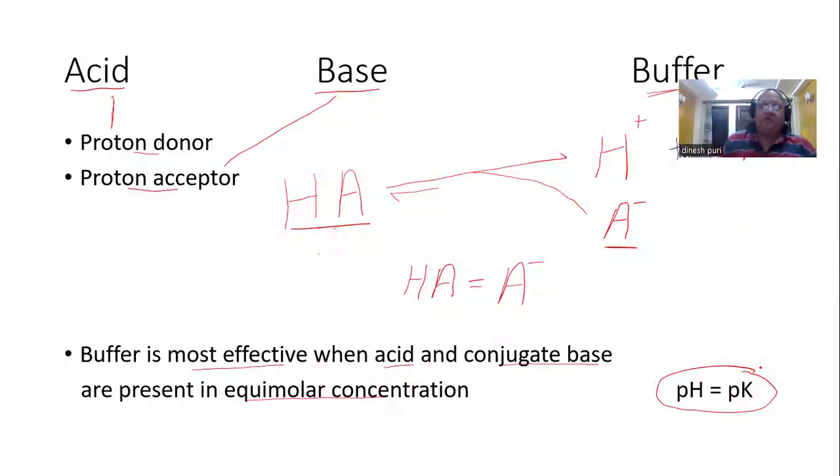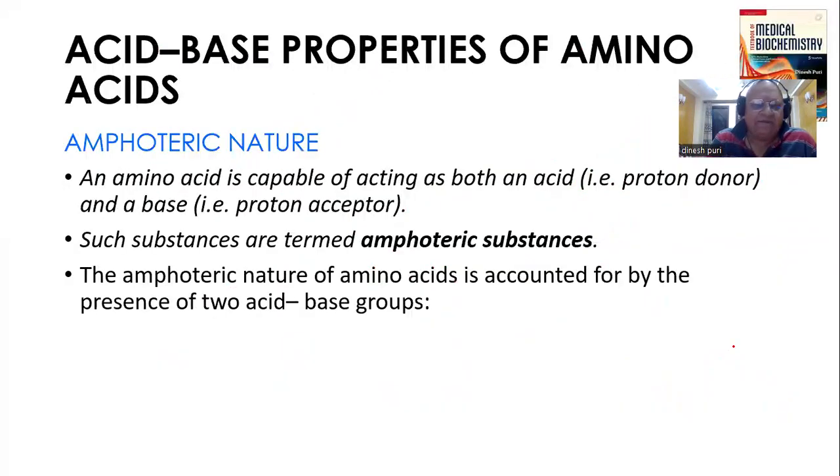pH is equal to pK. As you know, every acid has a characteristic pK value. Every dissociable group has one. So we will have to examine this part in slightly more detail and then we will return.